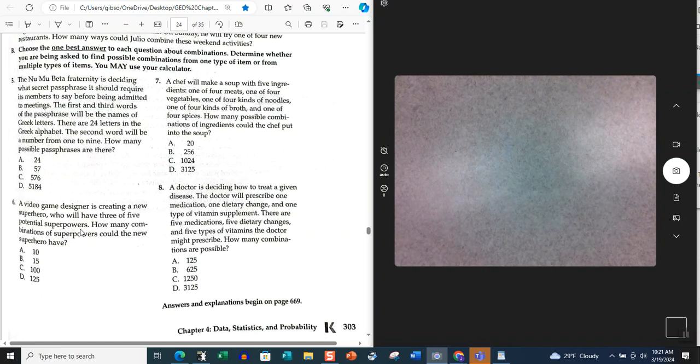Okay, number 7. It says a chef will make a soup with 5 ingredients. 1 of 4 meats, 1 of 4 vegetables, 1 of 4 kinds of noodles, 1 of 4 kinds of broth, and 1 of 4 spices. If you notice, they're all 4s. How many possible combinations of ingredients could the chef put into the soup?